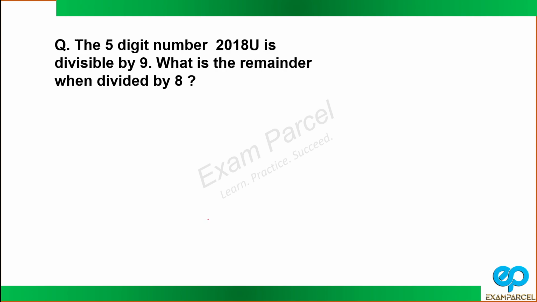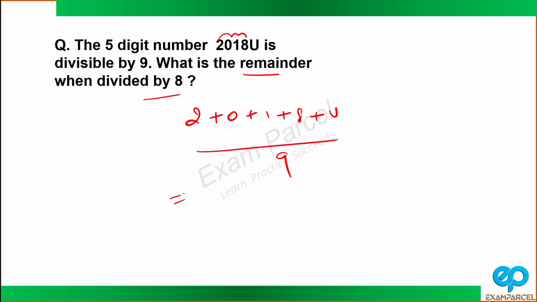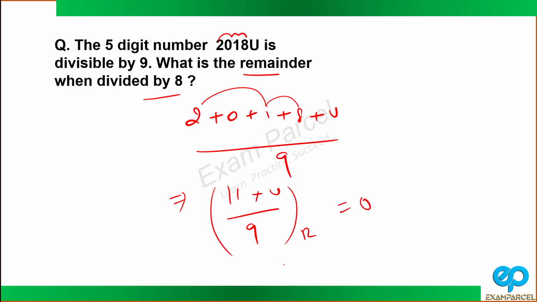We have the 5-digit number 2018U, which is divisible by 9. What is the remainder when divided by 8? Now this is an easy question. You know that the property of divisibility by 9 is that you sum all the digits and the sum has to be divisible by 9. So 2 plus 0 plus 1 plus 8 plus U has to be divisible by 9. From here you get 2 plus 1 is 3, 8 is 11, so 11 plus U divided by 9. Now if it is divisible by 9, the remainder is 0.